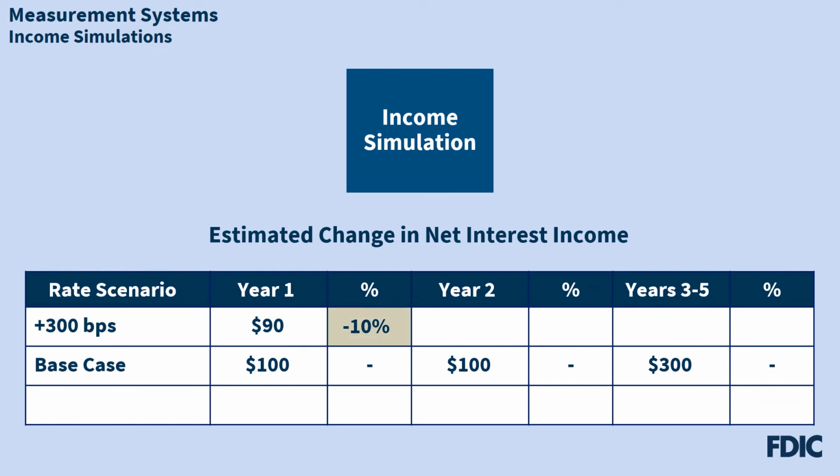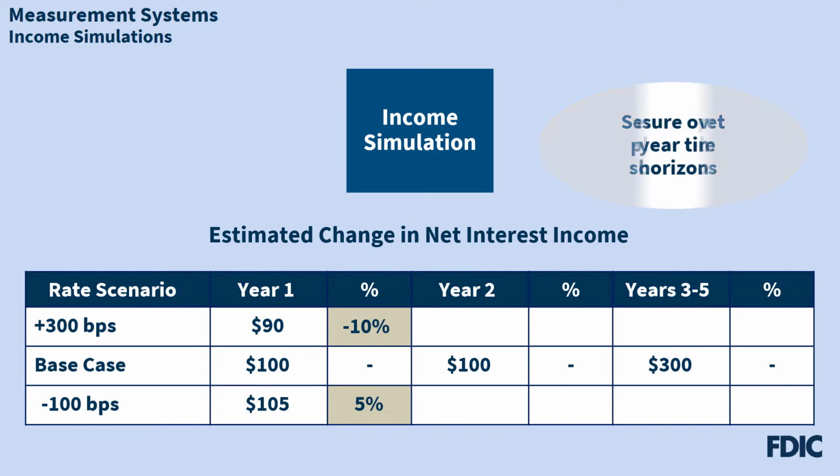The model also shows what happens when rates decline by 100 basis points. In this scenario, net interest income improves by 5%. In general, the most effective scenarios are severe yet plausible given the current level of interest rates and the interest rate cycle. When using income simulation models, it is useful to measure interest rate risk exposures over at least a 2-year time period to capture any risks that may surface beyond the initial time horizons.